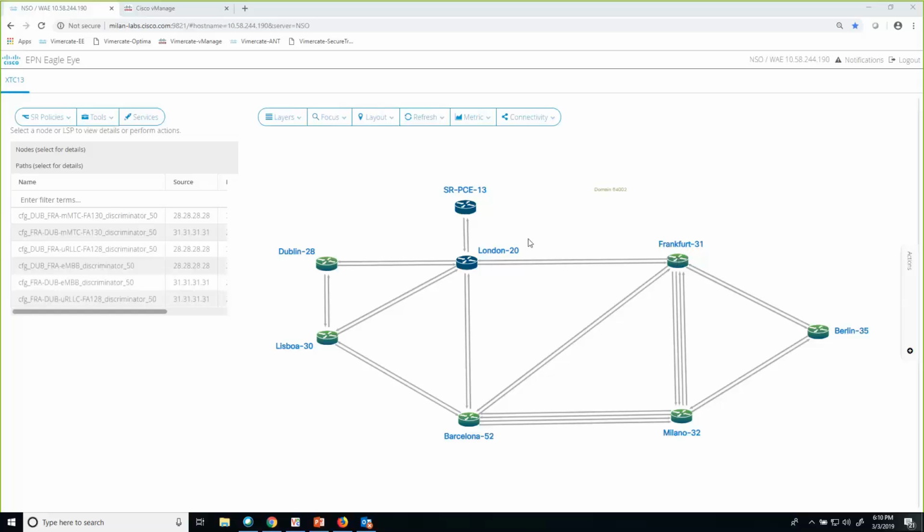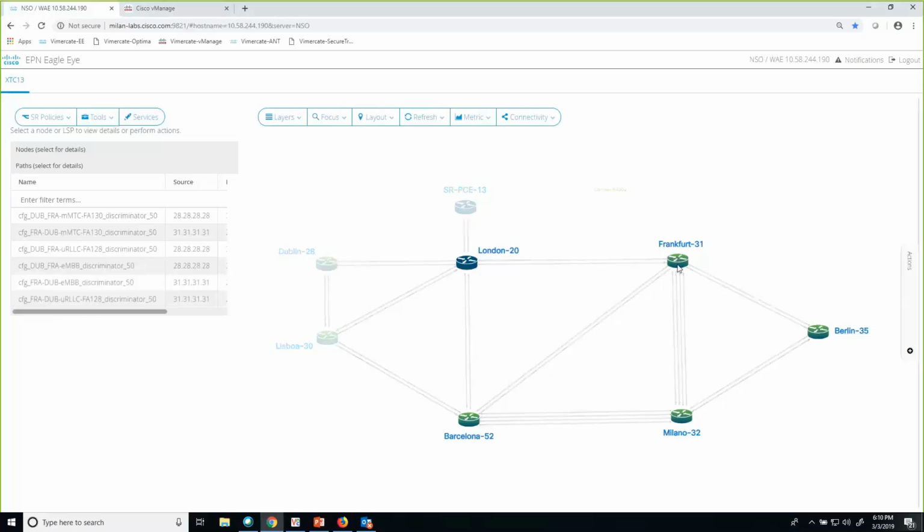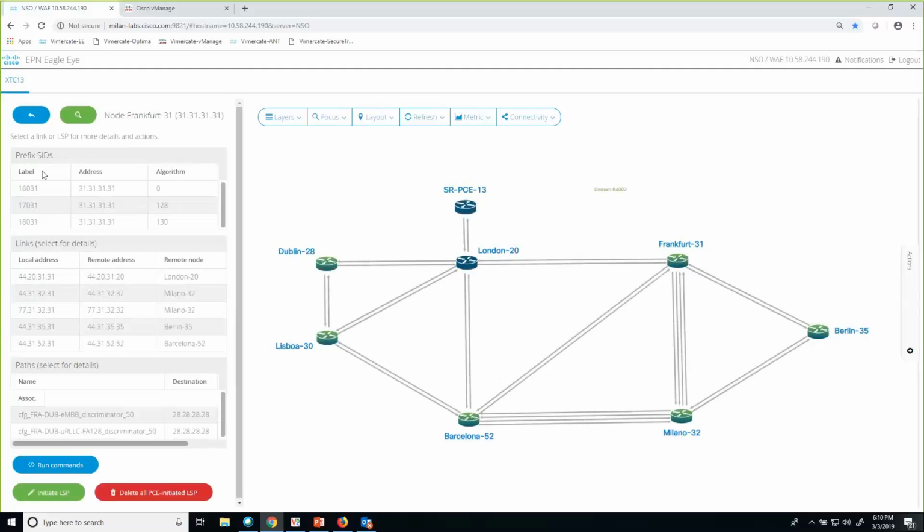Let's actually click on Frankfurt as an example. Frankfurt is a node that has one loopback, 31.31.31.31, and it has multiple labels associated with that loopback. As you can see on the last column, the labels represent the segment routing algorithm that they represent. Algorithm 0 is the regular algorithm for SR, and then you have two FlexAlgo instances, 128 and 130. We will describe what those FlexAlgo instances do. Pay attention to the different label values, 17,031 and 18,031.